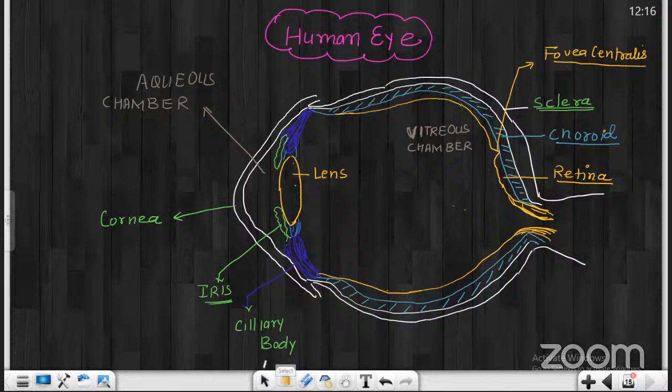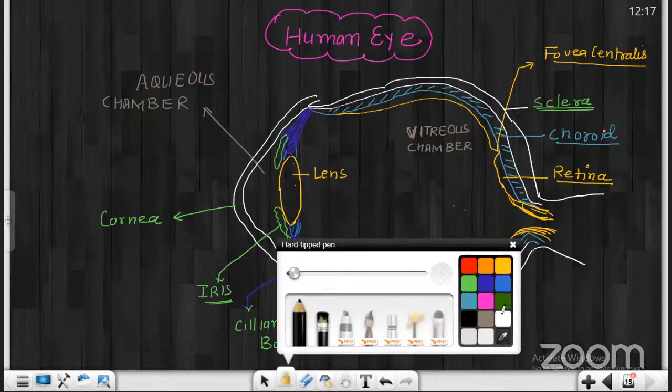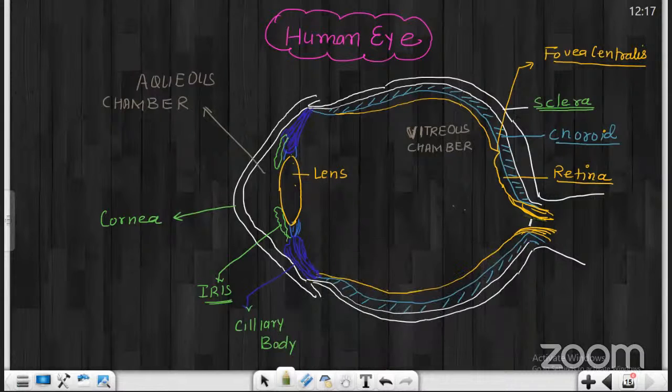So I will say optic nerve. तो draw कर लेते हैं optic nerve को. Optic nerve is like this. So this is your optic nerve. Optic nerve is entering here.